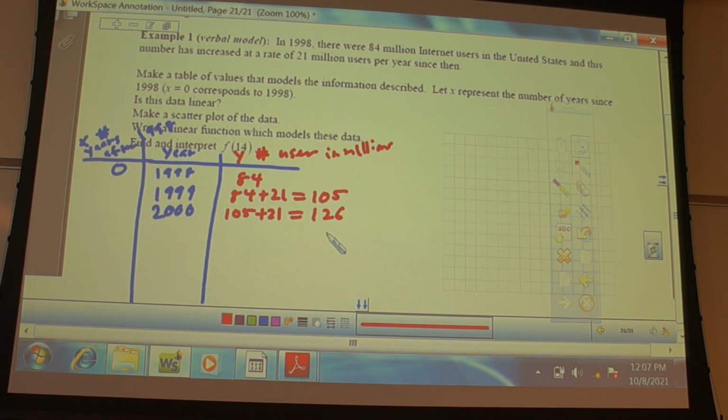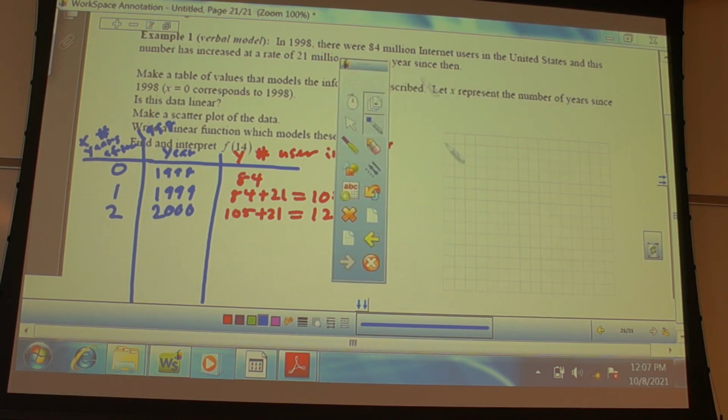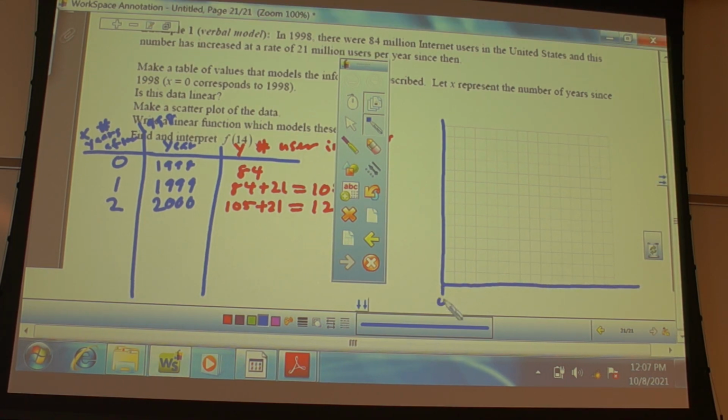Okay. 1999 is 1 year after 98, 2000 is 2 years after 1998. So let's make a little scatter plot of this. We'll do 0, 1, 2, 3, 4, 5, 6, 7, 8, 9, 10. And they want to look at 14, so we should probably go up to 15 here. All right, this should always start at 0.